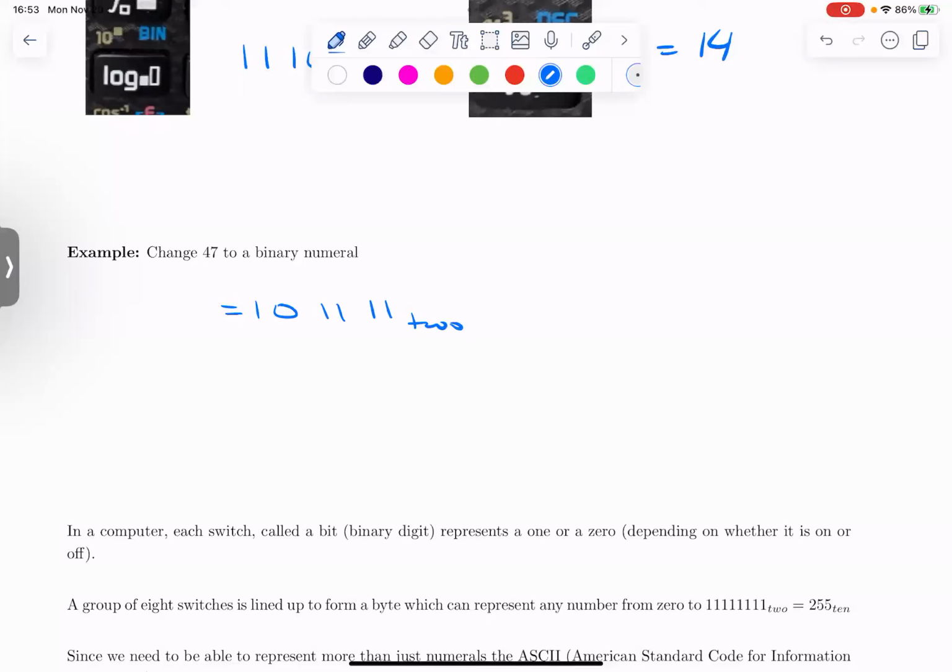Just give you the answer. So 47. If I go to decimal and I enter 47, or clear, 47 equals, and then I move to binary. Hey, it didn't do it. Decimal 47 equals binary, I get 1 0 1 1 1 1 base 2. Hey, it works.